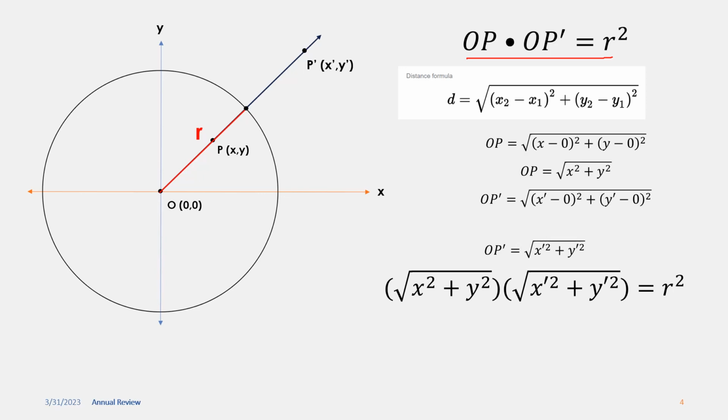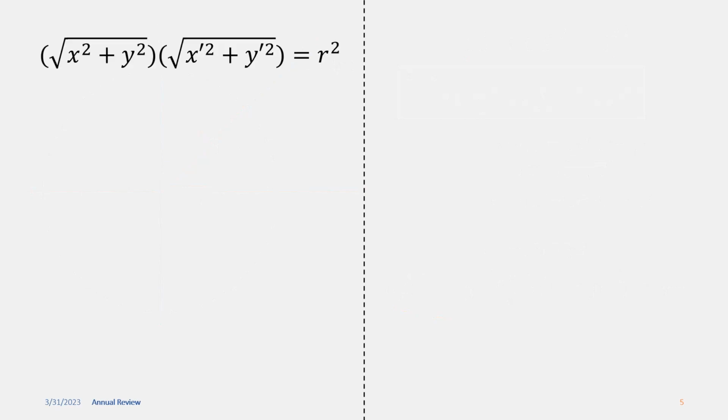And simplify, we have the value of OP prime equal to the square root of x prime squared plus y prime squared. Let us substitute the value of OP and OP prime. So we have this equation: the quantity of the square root of x squared plus y squared multiplied by the square root of x prime squared plus y prime squared. To continue, this will be the equation.